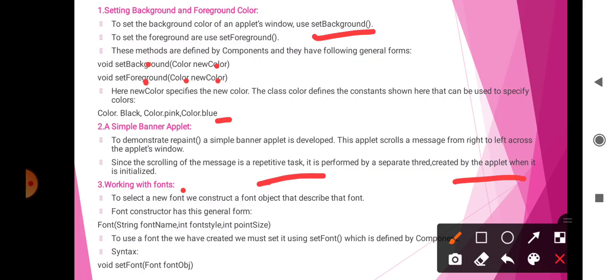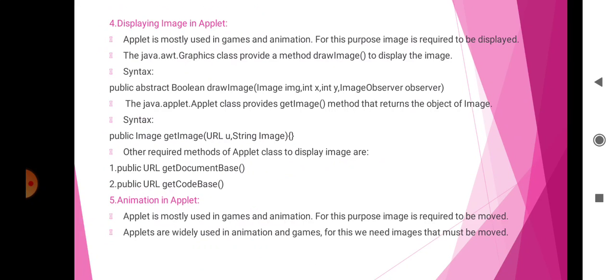And working with fonts: to select a new font, we construct a Font object that describes that font. The Font constructor has this general form: Font(String fontName, int fontStyle, int pointSize). To use the font we have created, we must use the setFont method, which is defined by the Component class, and this is the syntax for setFont: void setFont(Font object). Then fourth is displaying an image in the applet.